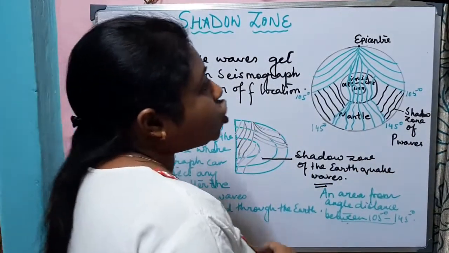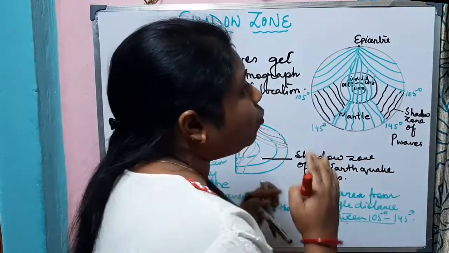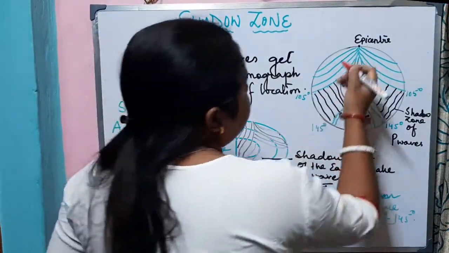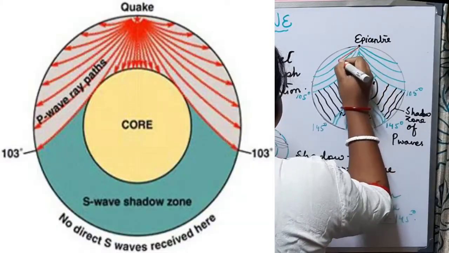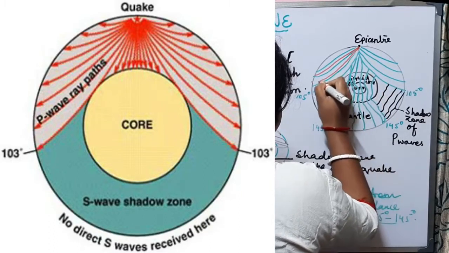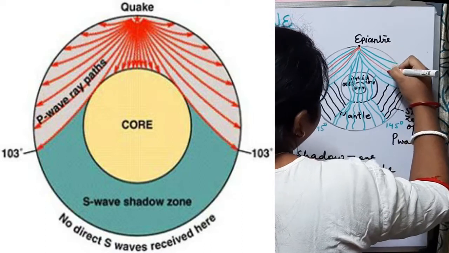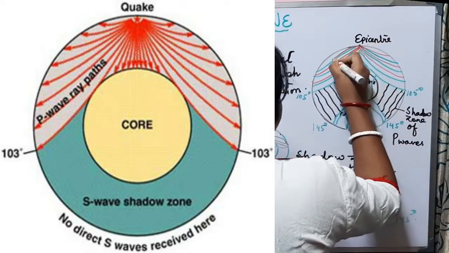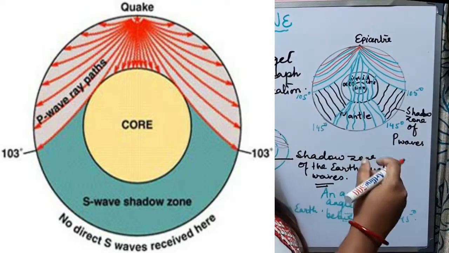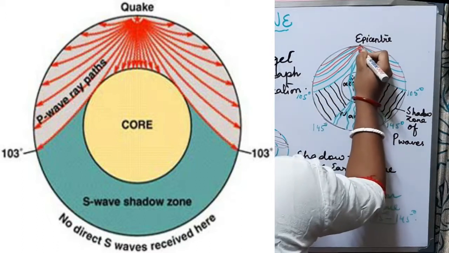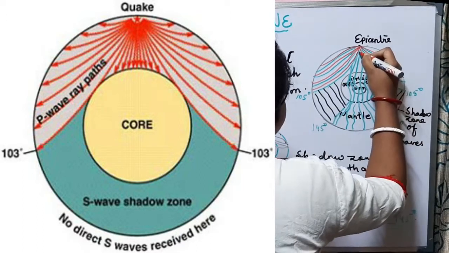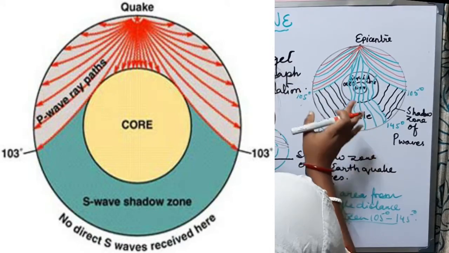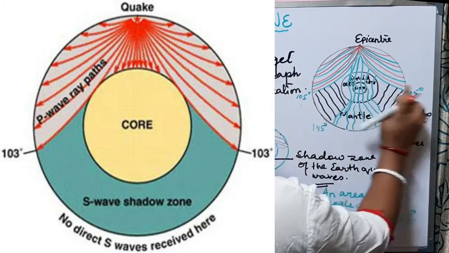Now coming to S waves, I will show the S waves with the help of the red color. Now we know the movement of S waves is shear or transverse movement. That means they move perpendicular to the direction of propagation. As we know that S waves cannot move through any medium except solid, we will see that beyond 105 degree, we cannot see any S waves. That means we cannot record S waves beyond 105 degree.